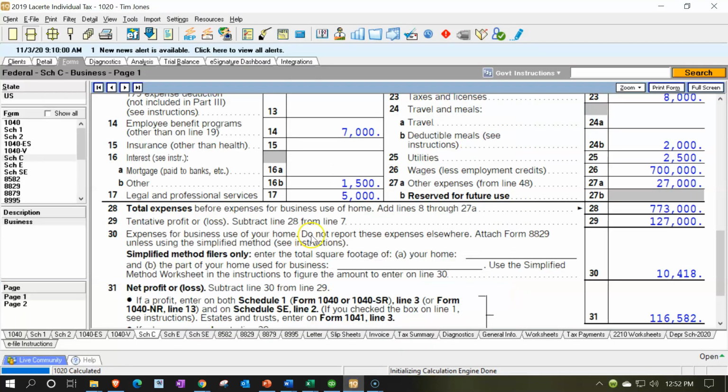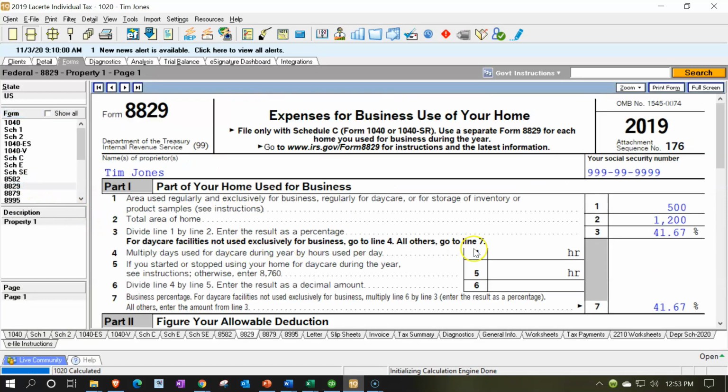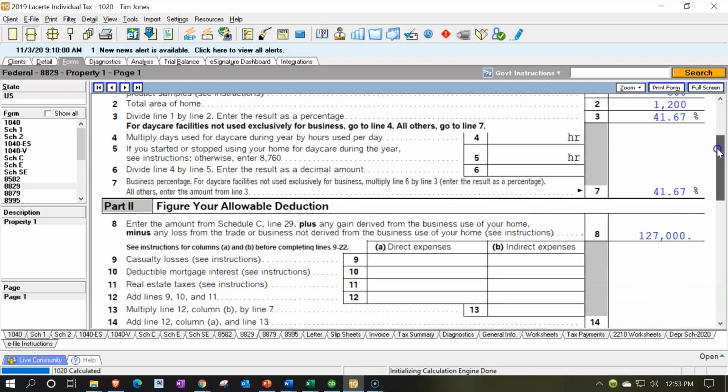Now, if I go back to the tax return, take a look at that form, which is Form 8829, they're going to use the square footage. We're using the square footage method, basically saying the square footage of the home, 1,200, 500 square feet for the office, 500 divided by 1,200, 41.67%. So we're going to use that 41.67% then to do our calculation.